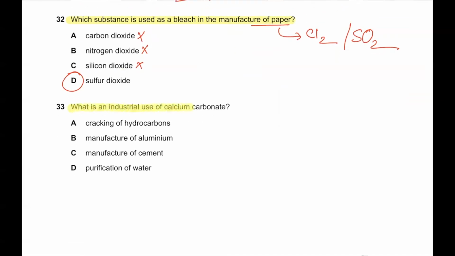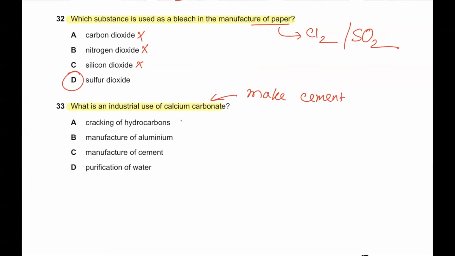What is an industrial use of calcium carbonate? Now guys, using calcium carbonate, what we do is we make cement. We convert the calcium carbonate into calcium oxide in the manufacturing process of lime, and then we can make cement from that lime. Cracking hydrocarbons, definitely not. Manufacture of aluminium, no. Manufacture of cement, yes, of course, that is an industrial use. And purification of water does not use calcium carbonate. So question number 33, C is the correct answer.